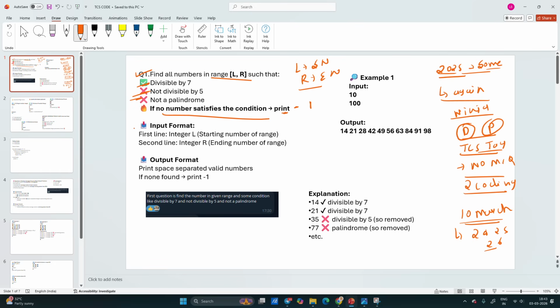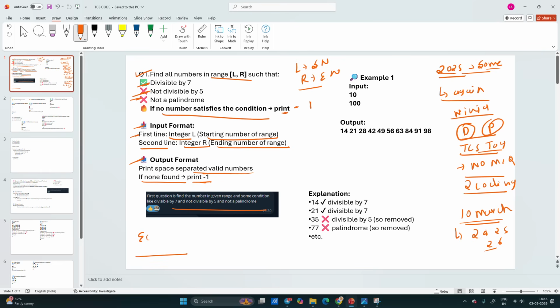This is the input format: the first line consists of integer L, the starting number of the range, and the second line is integer R, the ending number of the range. The output format is that you have to print the valid numbers separated by spaces. If none are found, you have to print -1. This was shared by candidates.